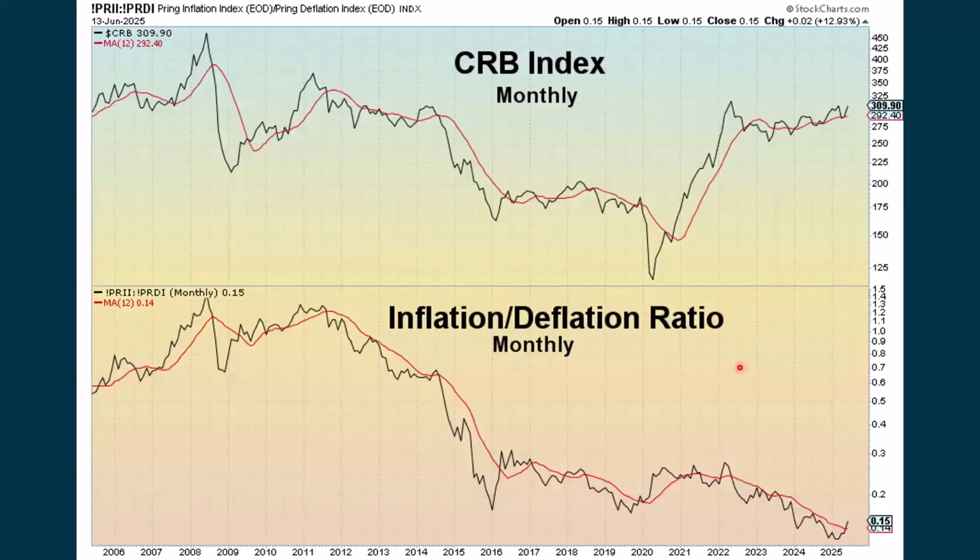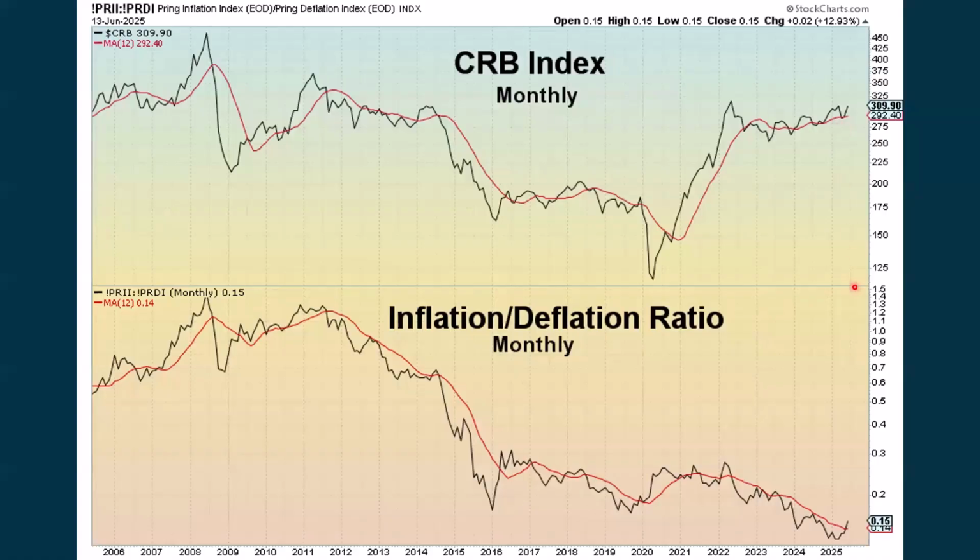Then keeping an eye on inflation, this is very long term. This is the CRB index, a monthly chart, where we're above an advancing moving average, which shows some slight inflationary potential there, because these are commodities. And when they go up in price, they ultimately flow through to the consumer, which sees an increase in price as well.